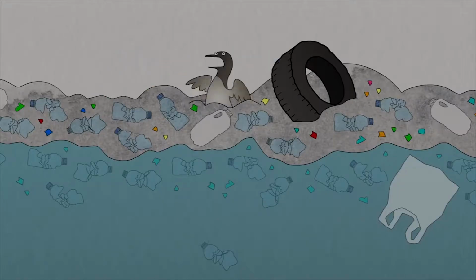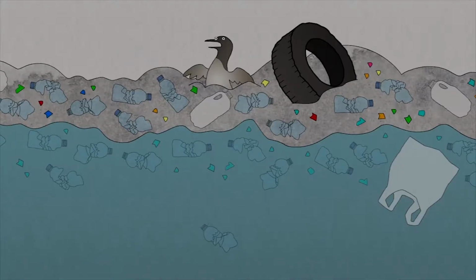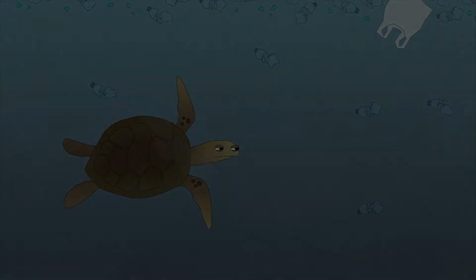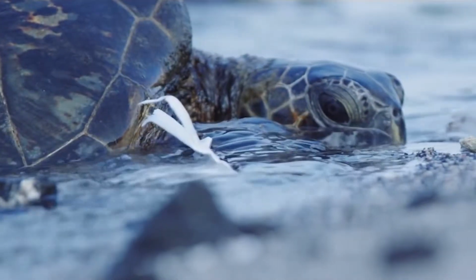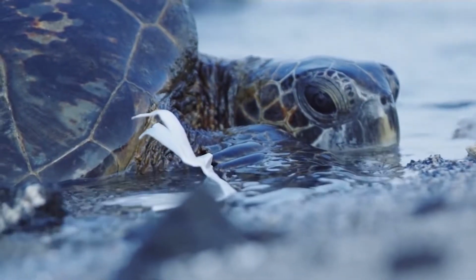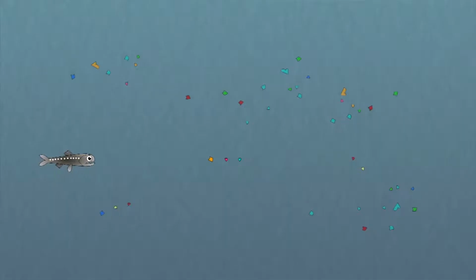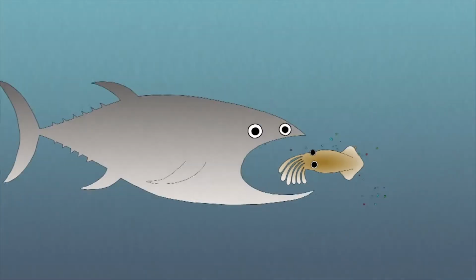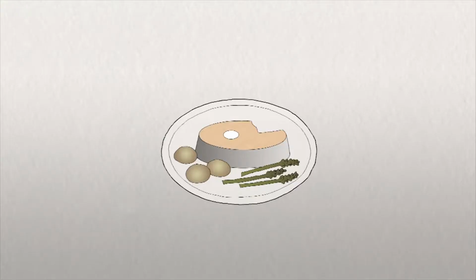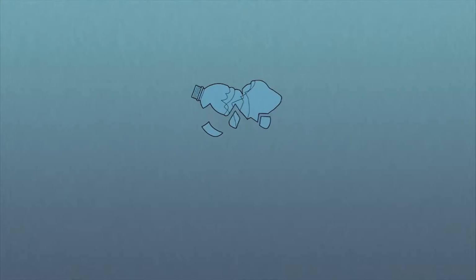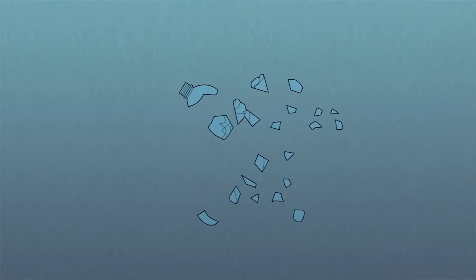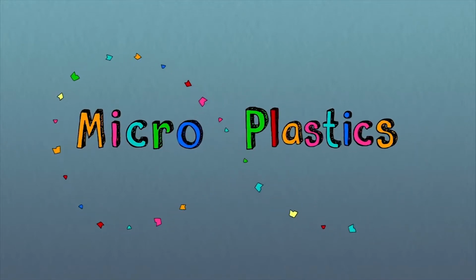Some animals like seabirds get entangled in the mess, and they and many others mistake these brightly colored plastics for food. This plastic makes them feel full when really they're not, and this causes them to starve to death. These plastic toxins are then passed up the food chain from one animal to another and another, until finally these same toxins end up on our dinner plate. Most plastics do not biodegrade, which means they are destined to break down into small, miniature pieces known as microplastics, which will remain at sea forever.